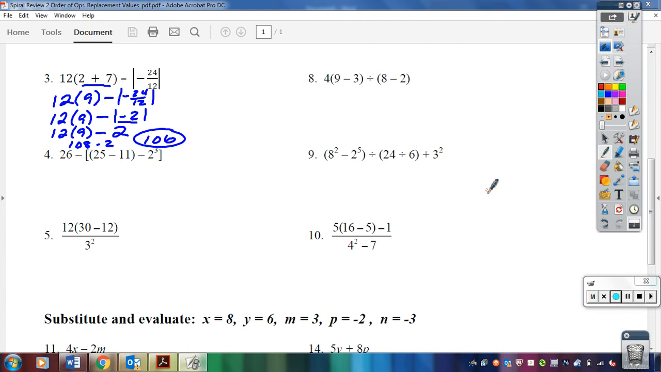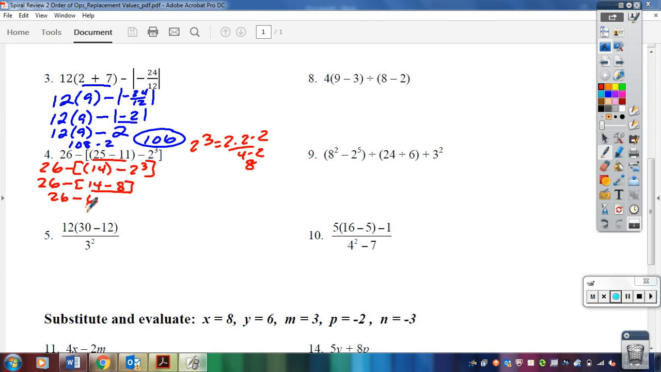Question number 4. These brackets fall under the grouping symbols, and sometimes we say GEMDAS. 26 minus bracket, 25 minus 11 is 14, minus 2 to the third power. 2 to the third power comes next, we'll do it on the side. 2 to the third power is not 6, it's 2 times 2 times 2, which is 4 times 2, or 8. 26 minus 14 minus 8 is 6. Circle your answer.